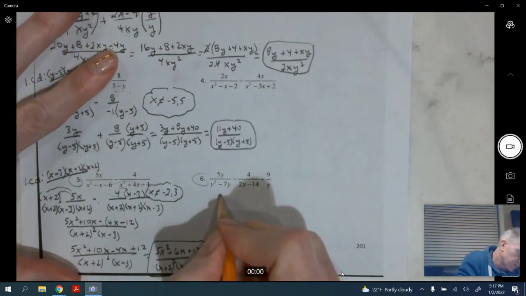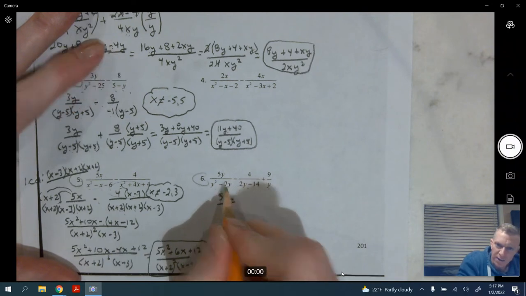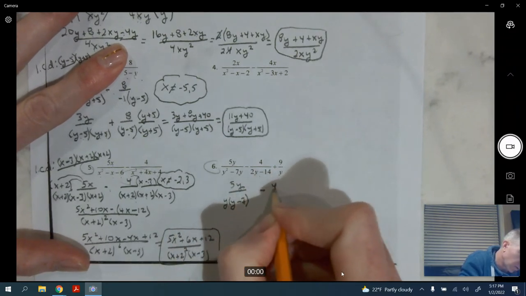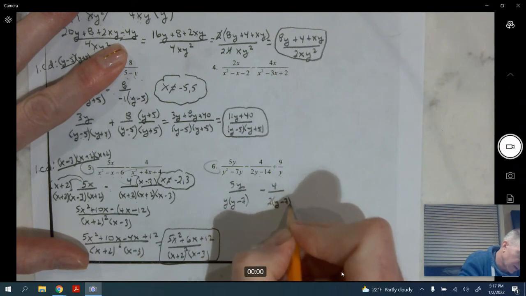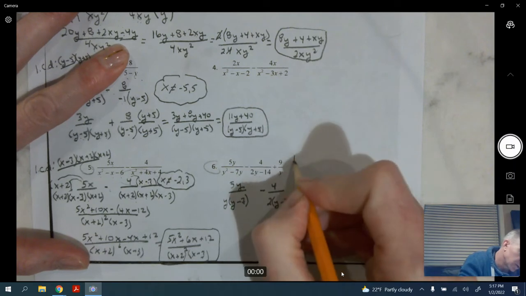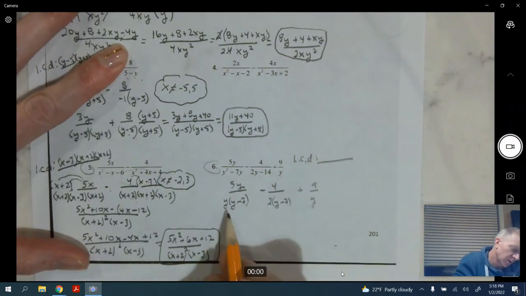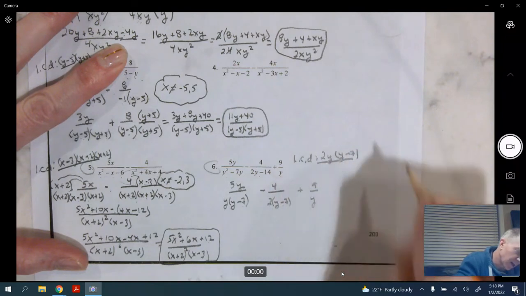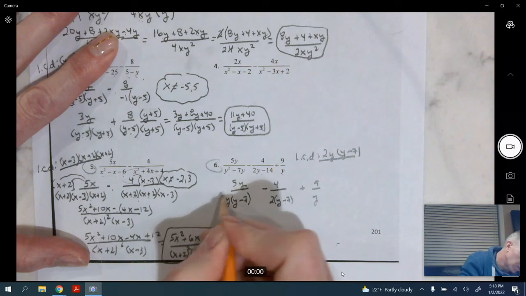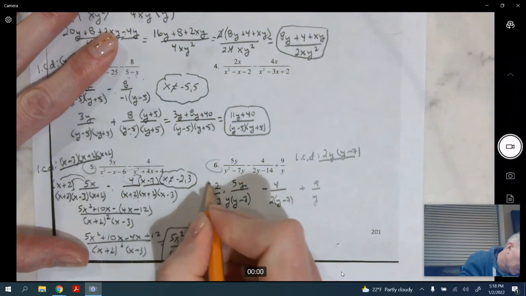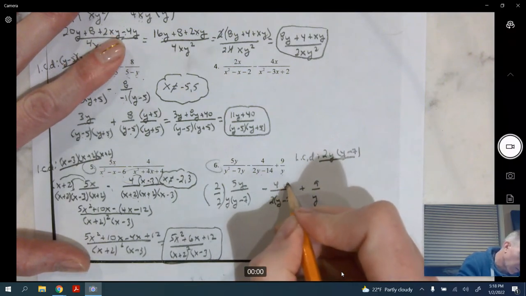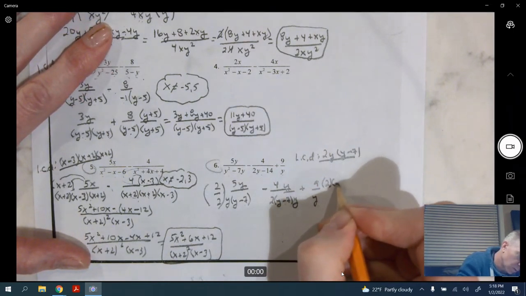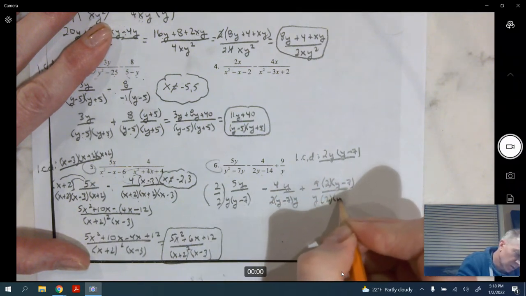We're going to factor everything on the bottom. So we've got a 5y over, we can factor a y out of there. So y times y minus 7. Then minus 4 over, we can factor out a 2 here, 2 times y minus 7. And then plus 9 over y. So our least common denominator is going to be, we need a y minus 7, we need a 2, 2, y minus 7. I think we got everything there, right? So this one is going to need a 2. So we'll multiply this one by 2 over 2. This one needs a y, so we'll multiply by y over y. This one needs a 2 and a y minus 7.